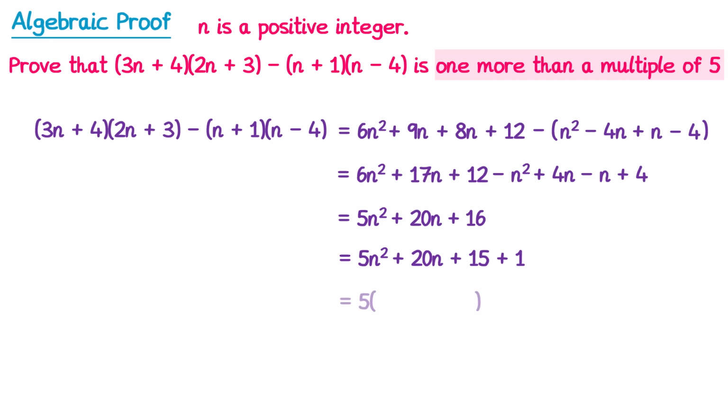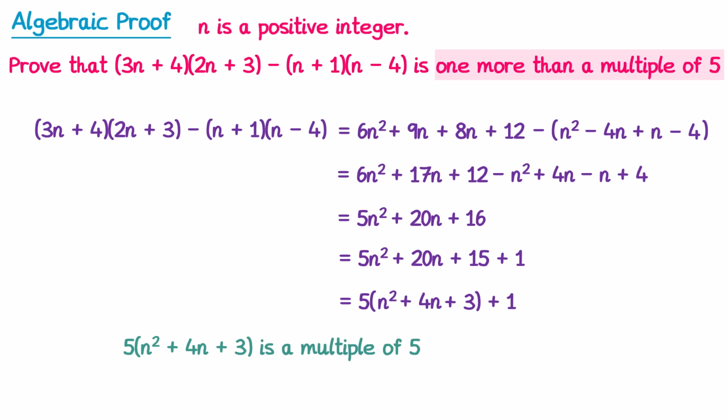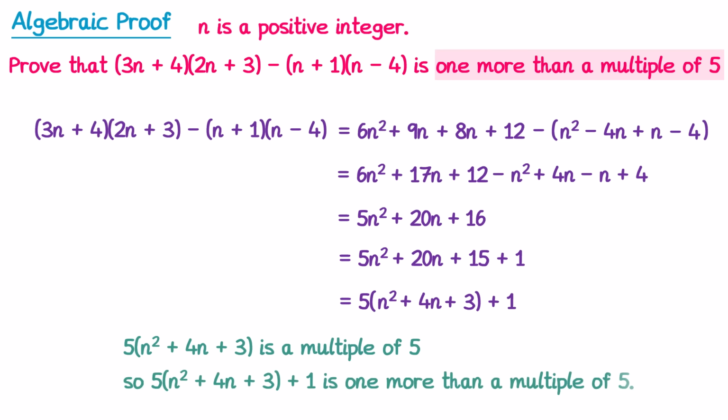We can factorize out a 5 to show that, so it'll be 5 lots of n squared plus 4n plus 3. And of course, plus 1 at the end. So we can finish this proof by saying that 5n squared plus 4n plus 3 is a multiple of 5. So 5 lots of n squared plus 4n plus 3, plus 1, is one more than a multiple of 5.